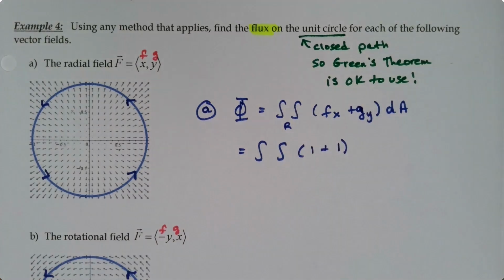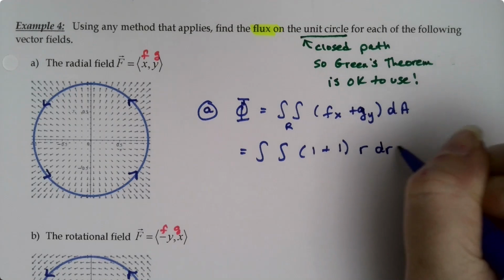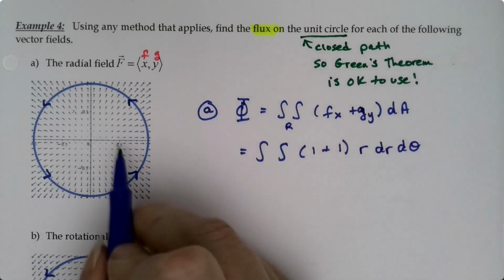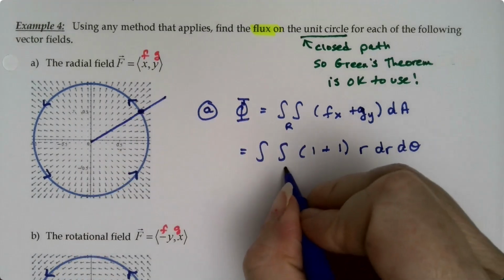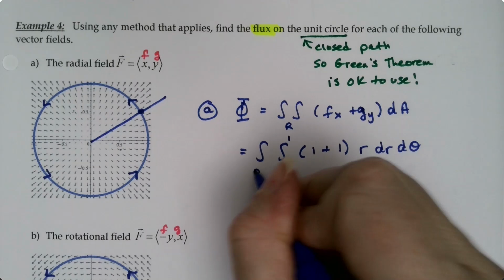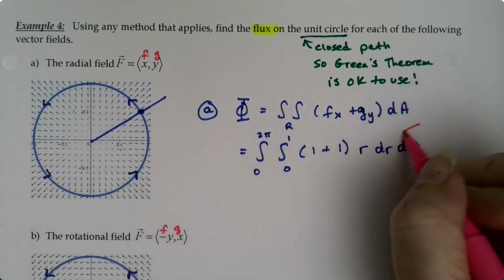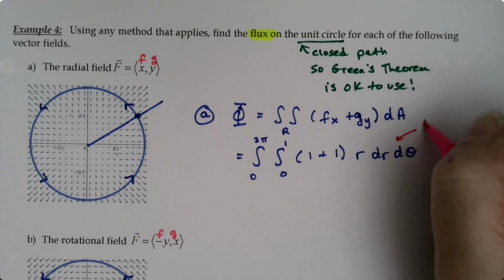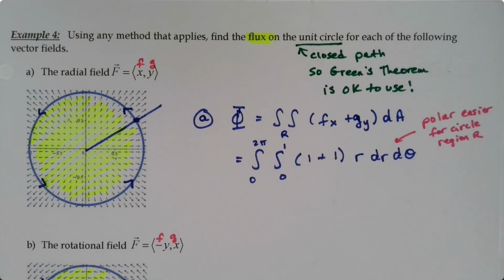Now, this is a circle, and when you have to integrate a circle, generally, polar is easier if you can manage it. And we can. So what we're going to do is multiply this by r dr d theta. r is going from 0 to 1. Theta is going from 0 to 2 pi. And we're using polar because it's easier for a circular region.